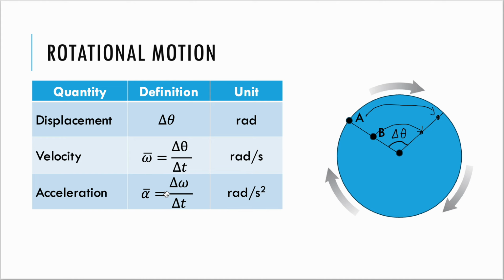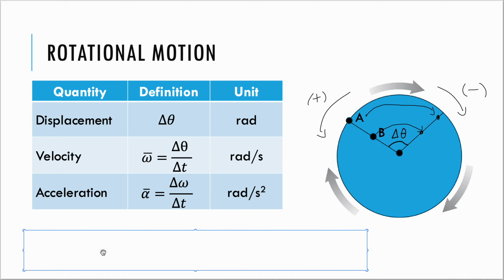And then angular acceleration is defined as the change in angular speed divided by time. It's measured in radians per second squared. So likewise, all the points on the object have the same angular acceleration as they're rotating. Now, these are vectors, so they do have a direction. To specify the direction, if an object is moving clockwise, we use a negative sign. And if the object is moving counterclockwise, we use a positive sign for the displacement, velocity, and acceleration.